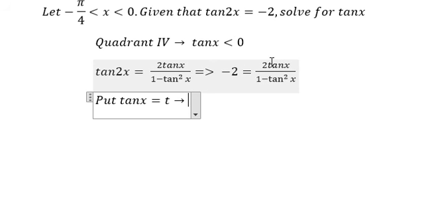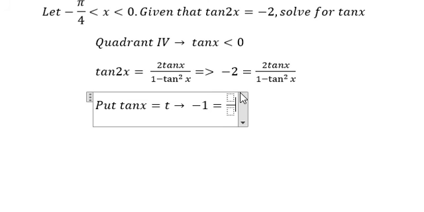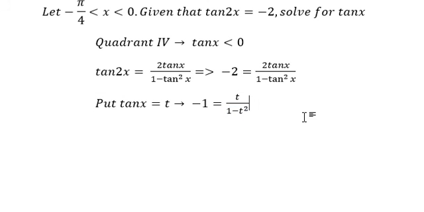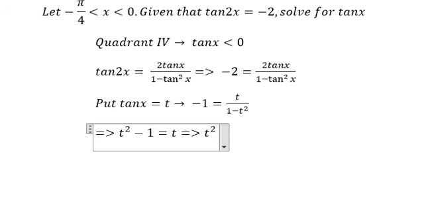Because we have the number 2 and number 2, we simplify on both sides and we divide by 2, and we got -1 equals t over 1 minus t squared. We multiply both sides with 1 minus t squared, and we got t squared minus 1 equals t. We have t squared minus t minus 1 equals 0. So we find the solution of t in here.